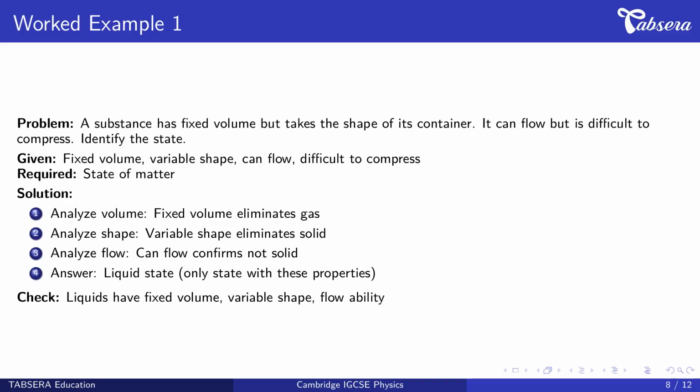Let's work through our first example. The problem states: a substance has fixed volume but takes the shape of its container. It can flow but is difficult to compress.